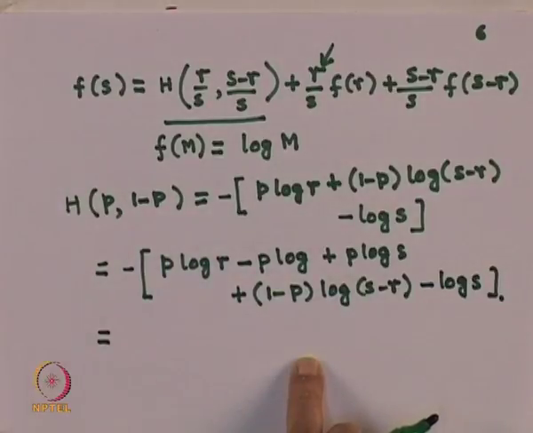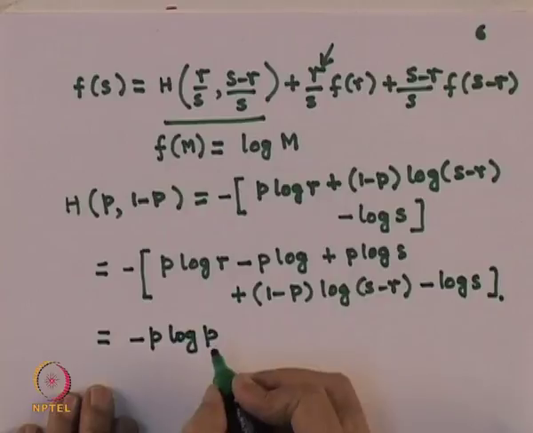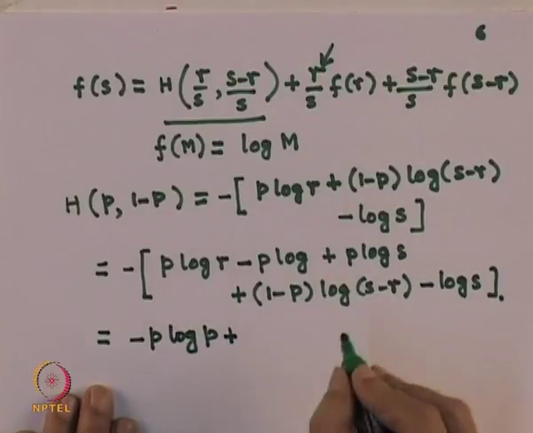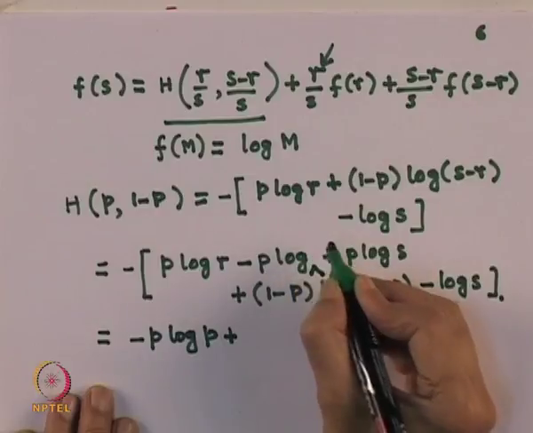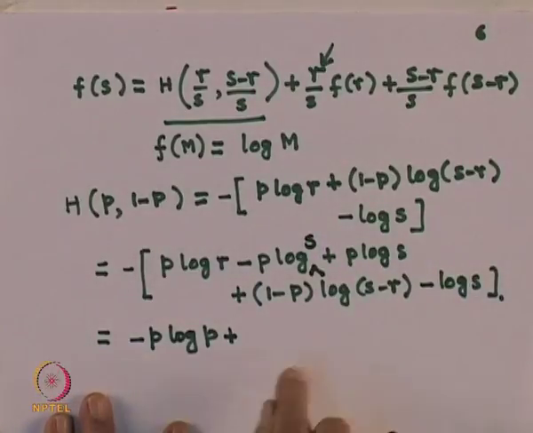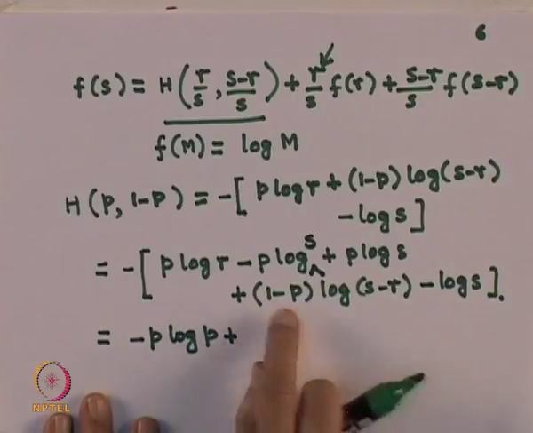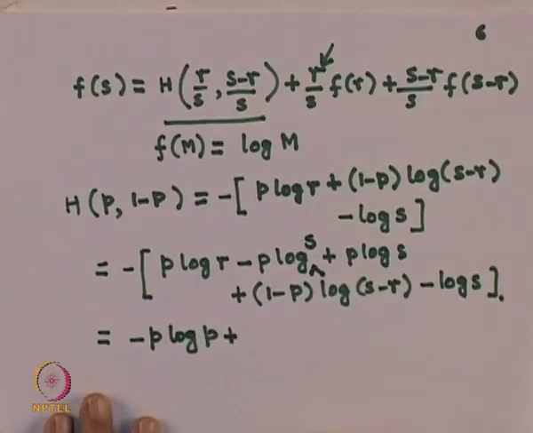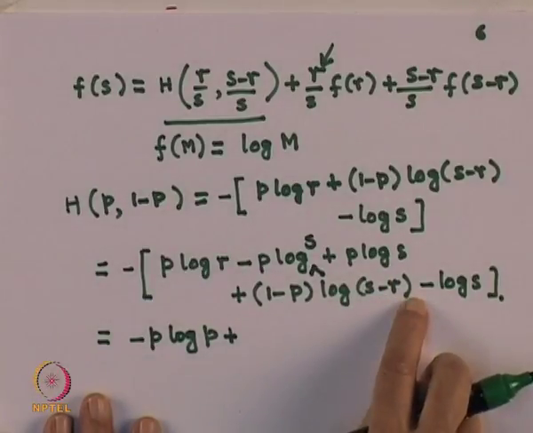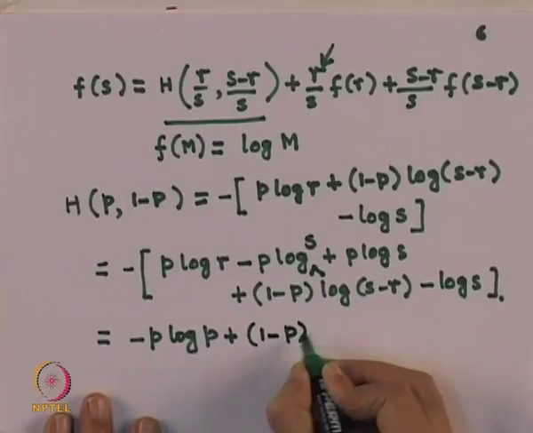but R by S if you recall is P. So, therefore, I get minus P log of P plus, this is P log S, because I have added and subtracted. So then I get the remaining terms, remember that I can combine these terms, these two I have already taken care of. These two I can add and write as 1 minus P log S. So I have got 1 minus P log of S minus R divided by S. So this is equal to 1 minus P log of 1 minus P.